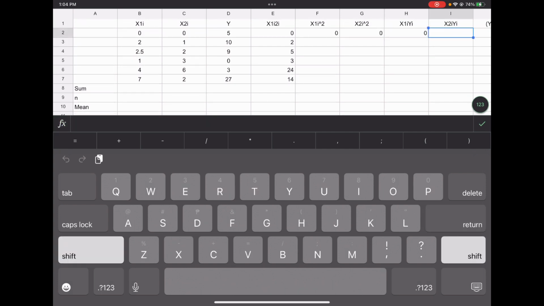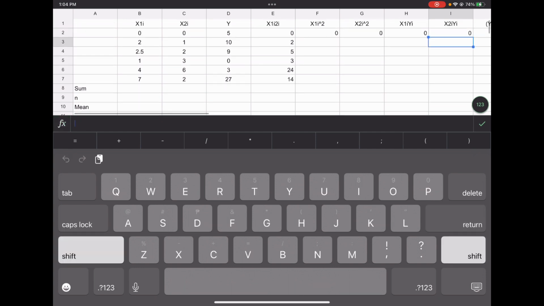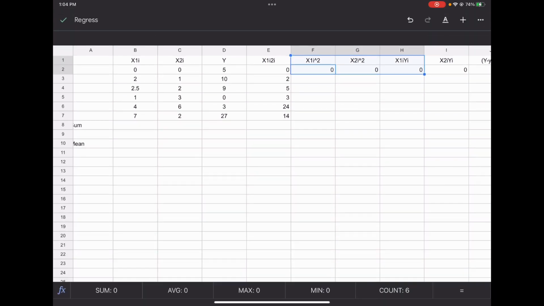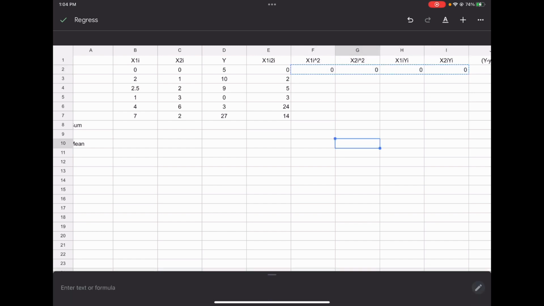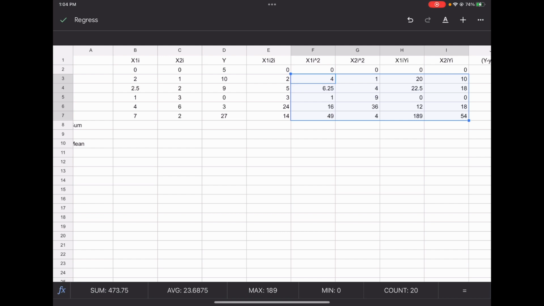Then the other one is x sub 2. So we multiply it with y as well. So that's the first thing that we need. Just going to copy it and paste it.